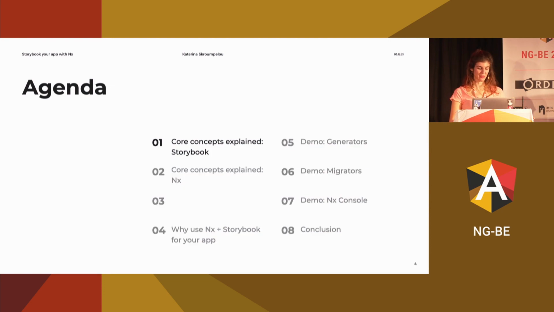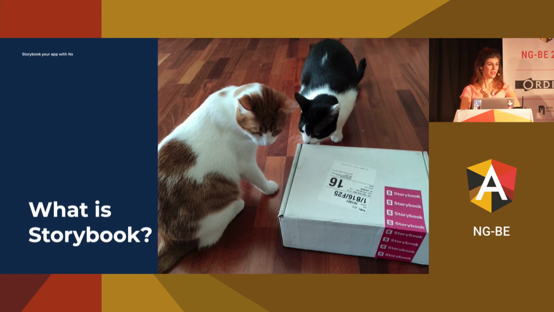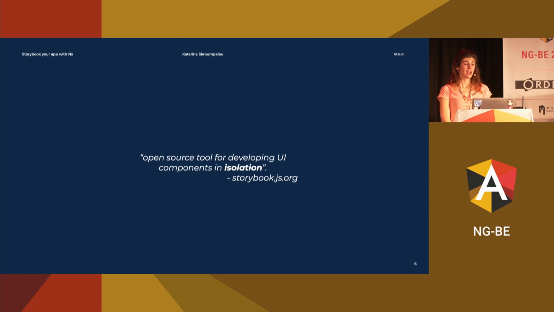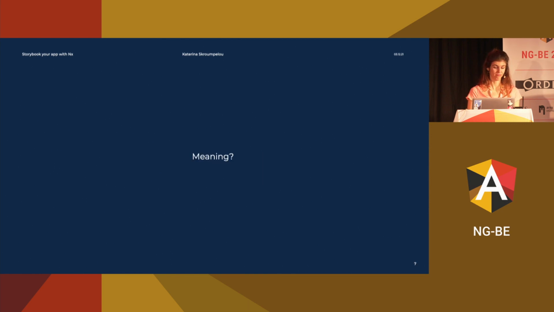So first of all, let's see what Storybook is. So what is Storybook? First, this is a picture of my cats smelling a package that Storybook sent me because I am a very nice contributor. So what is Storybook? Who here was yesterday at our workshop? Okay, so those few of you who were at the workshop learned what Storybook is. For the rest of you, the definition of Storybook is that it's an open source tool for developing UI components in isolation. Thank you very much.